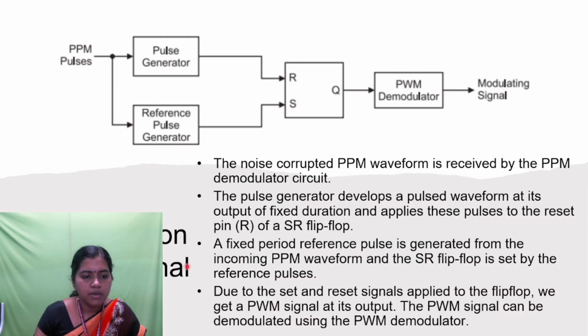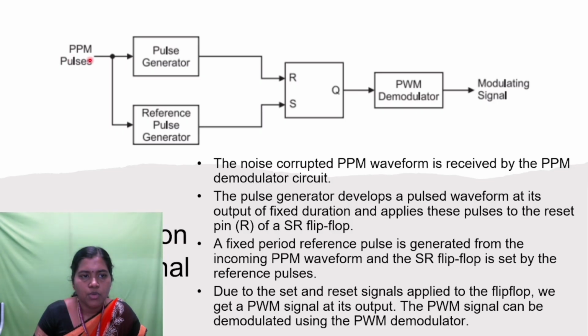Coming to the demodulation part of the pulse position modulation signal, there is nothing different from the demodulation of pulse width modulation, only some extra content. Here we should have one extra unit, which is called an SR flip-flop. Let me see how it is used in the demodulation of the pulse position modulation signal.